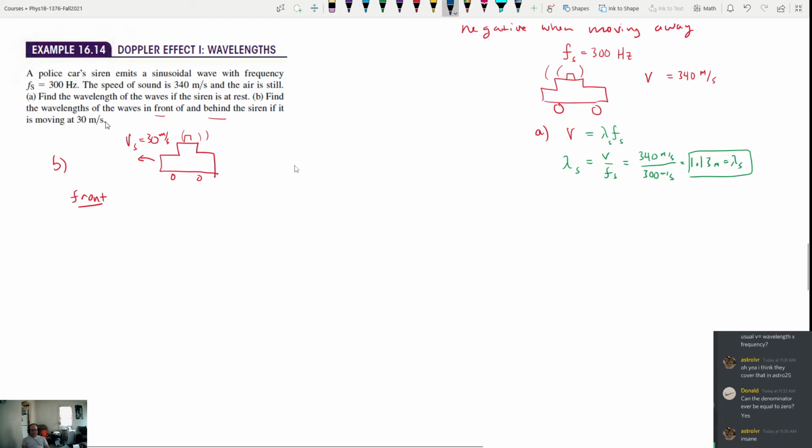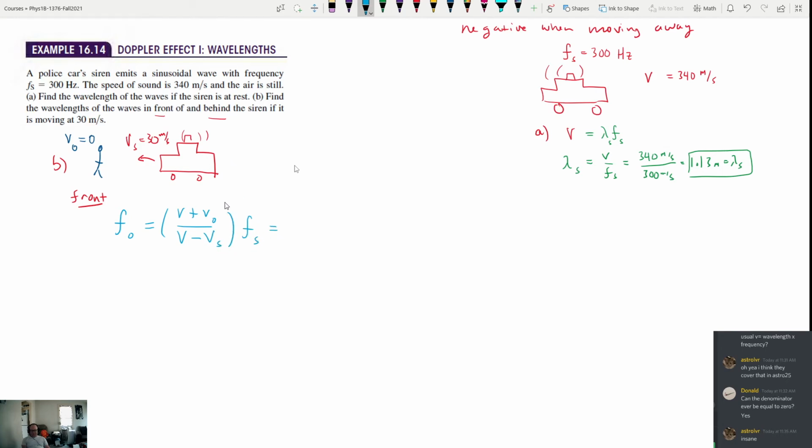In front of the siren, if someone is standing right here, and this person, which we're going to call the observer, VO, is at rest, the question is, what is the observed wavelength? We're first going to figure out the observed frequency, and then we're going to figure out the observed wavelength. This person is going to observe a frequency, FO, that's equal to the velocity of sound plus the velocity of the observer divided by the velocity of sound minus the velocity of the source times the frequency of the source.